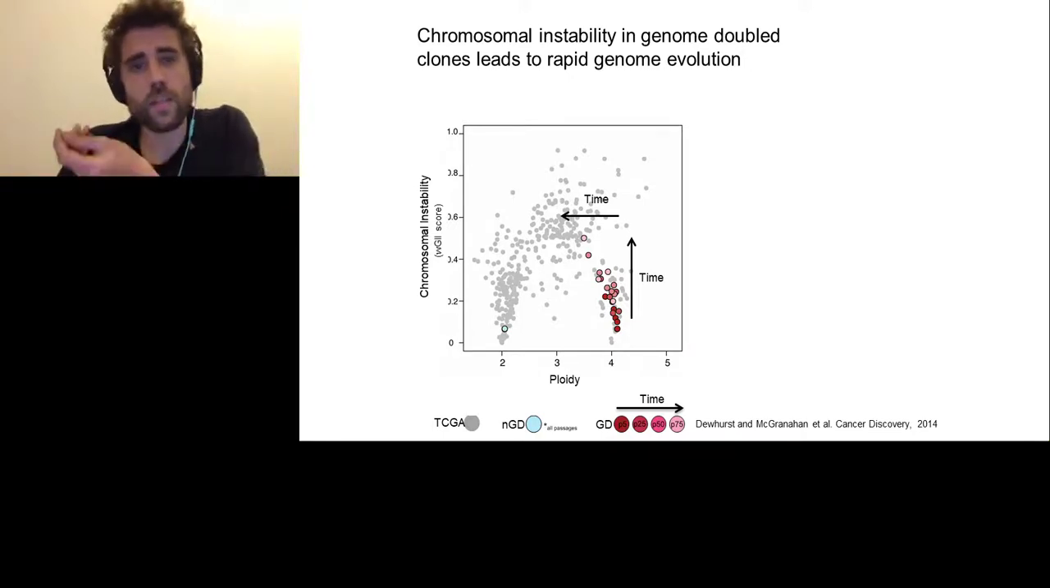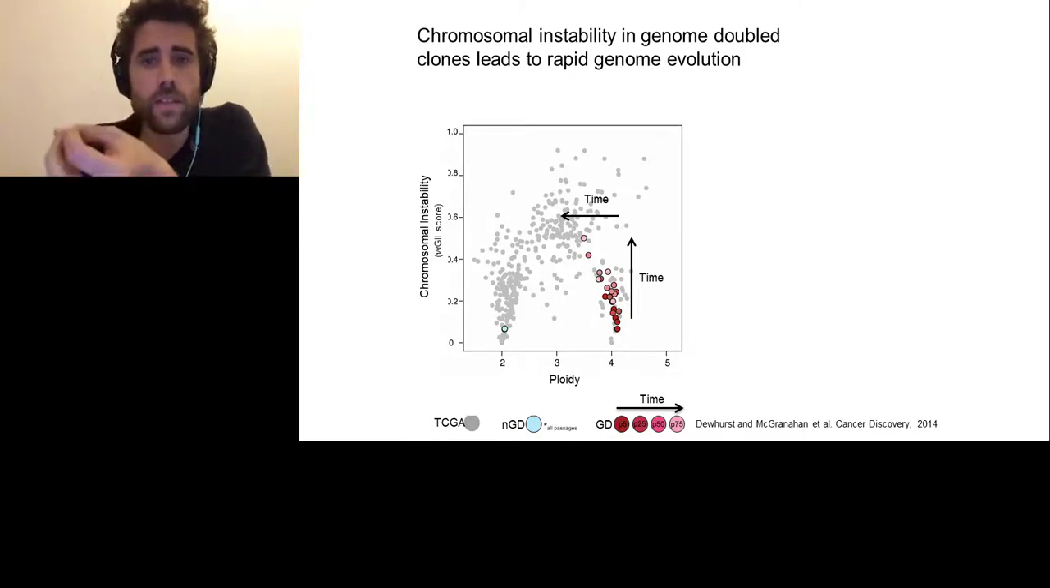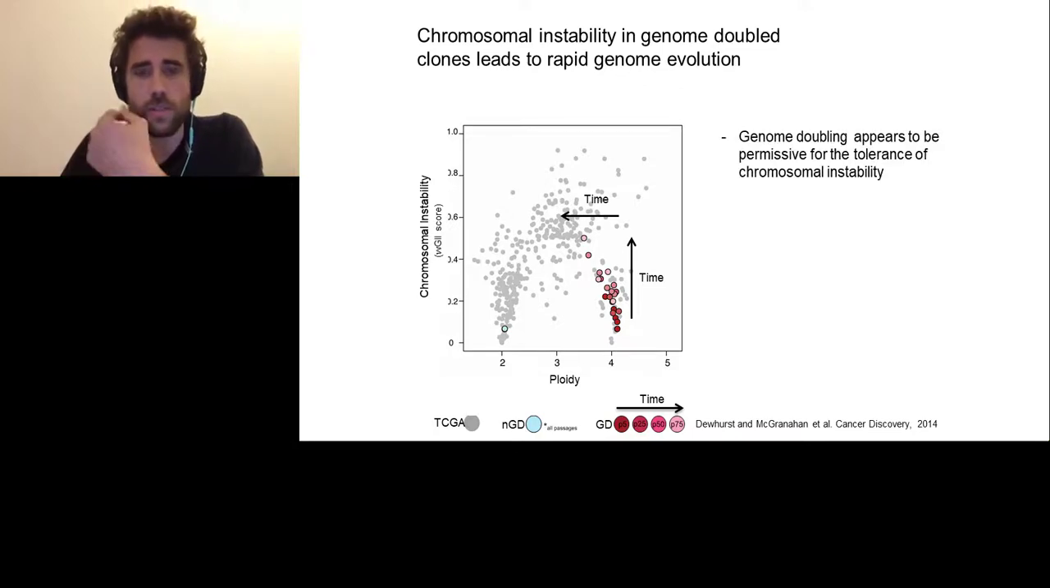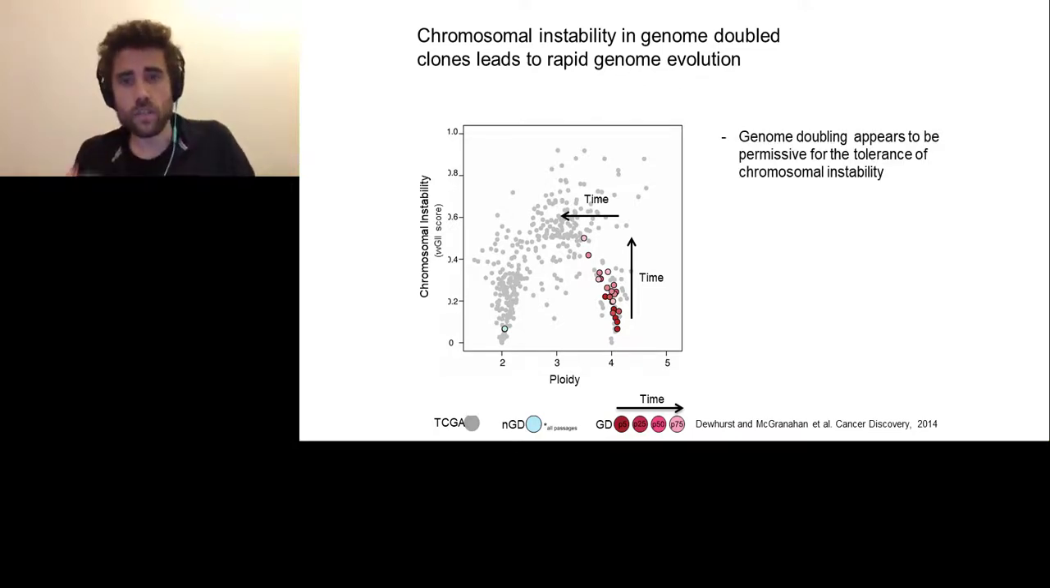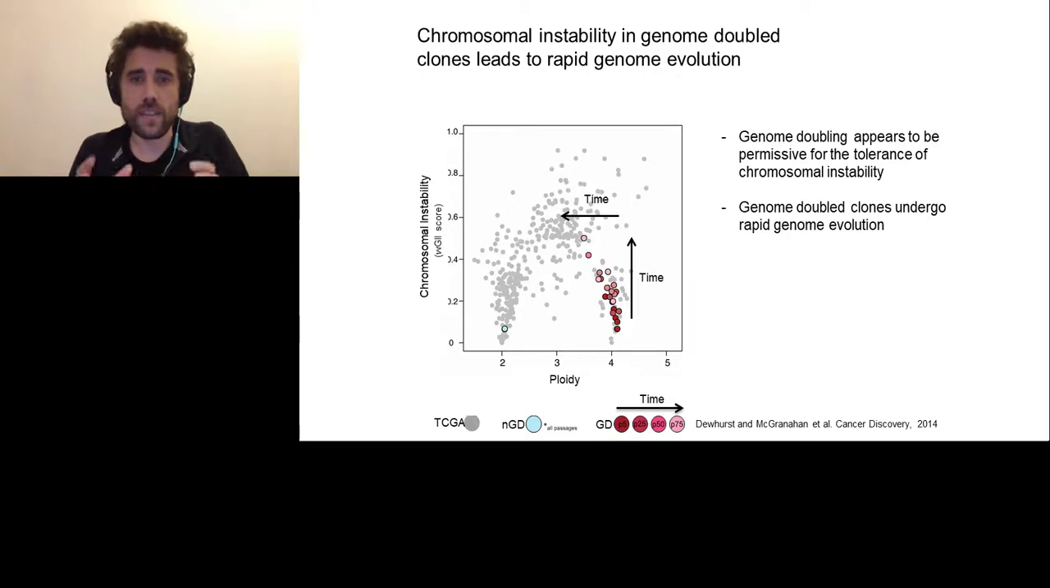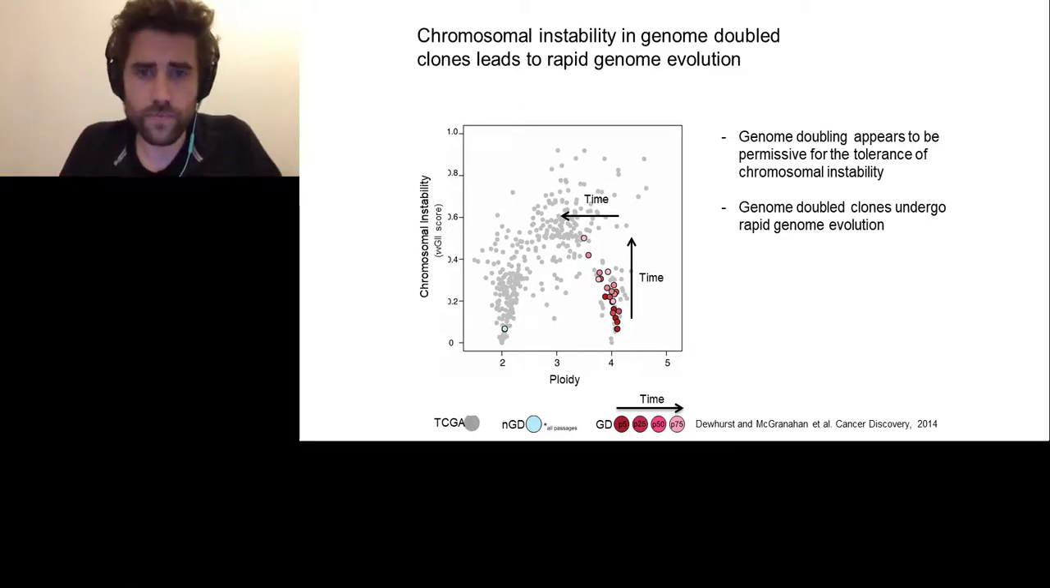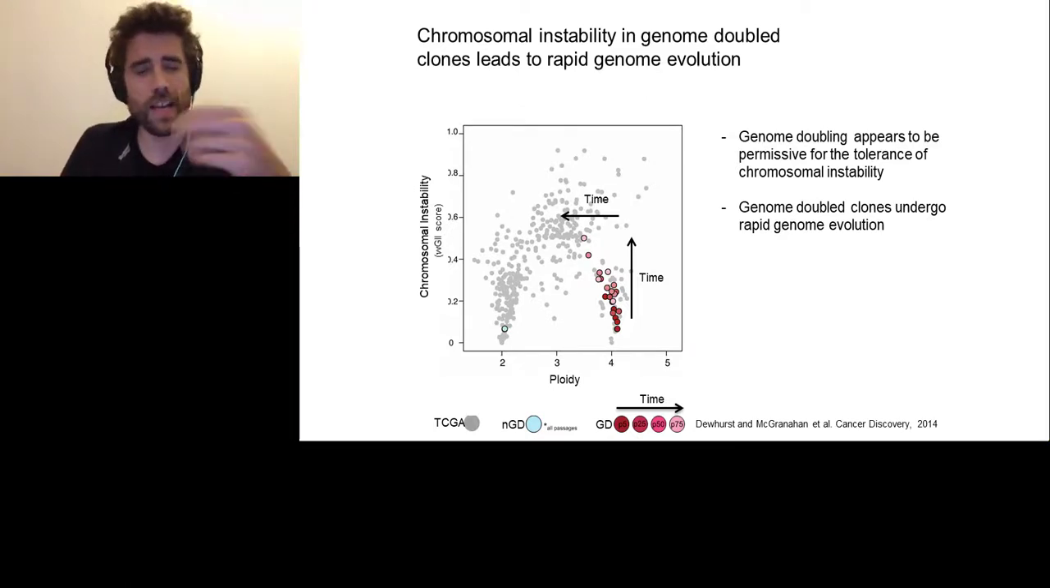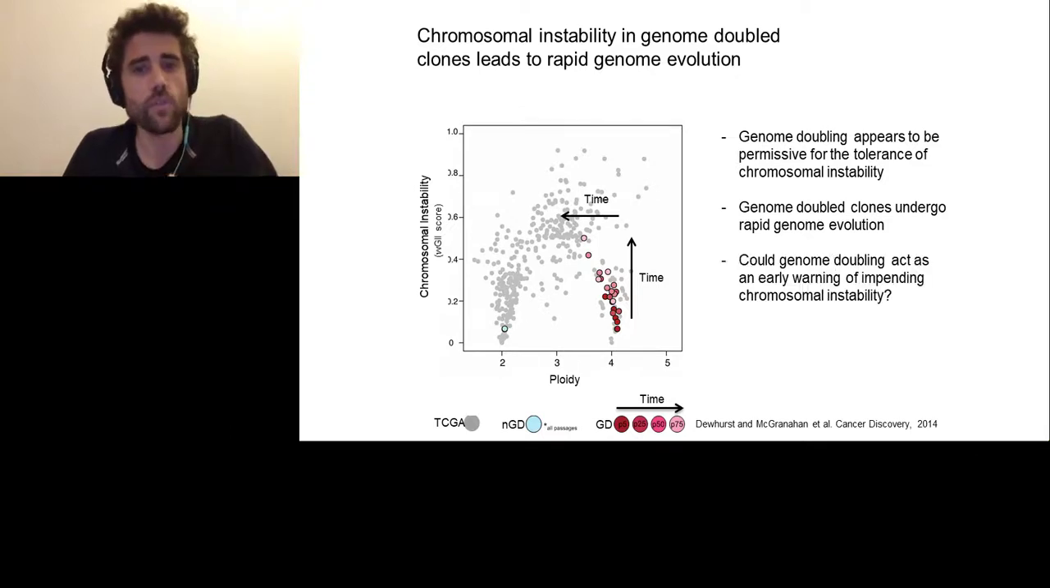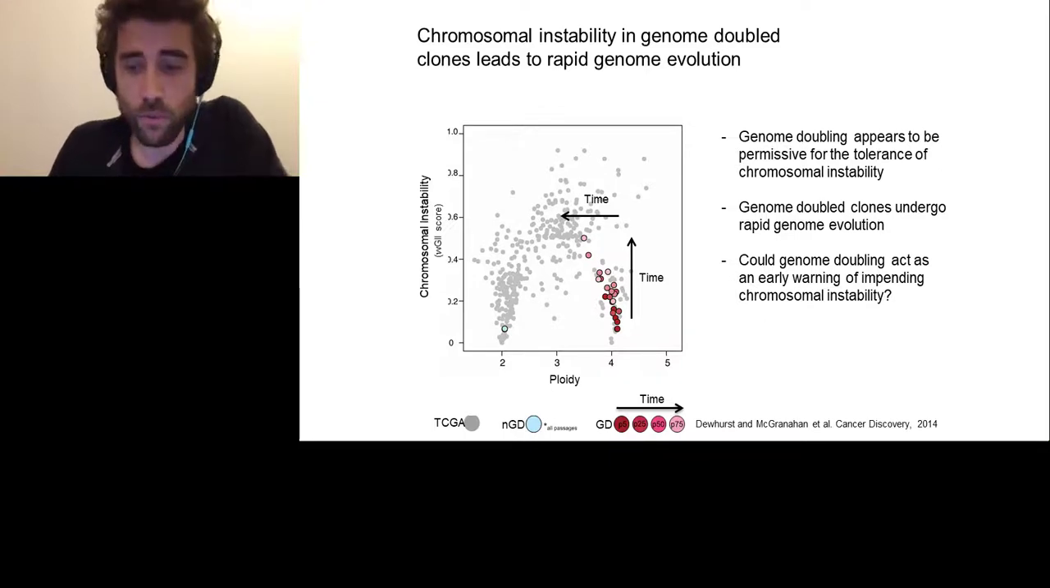So overall, we can say that perhaps genome doubling appears to be permissive for the tolerance of chromosomal instability. And after a genome doubling event, there seems to be this rapid cancer genome evolution. And so this leads to the question: perhaps genome doubling could act as some sort of warning for early impending chromosomal instability. So perhaps this is associated with poor prognosis.